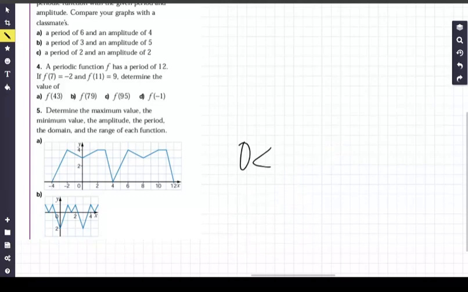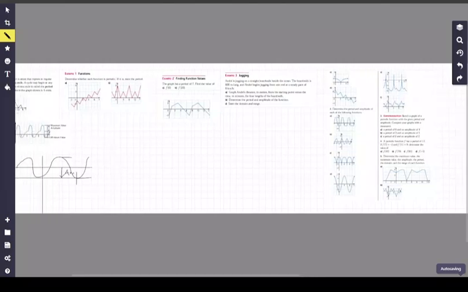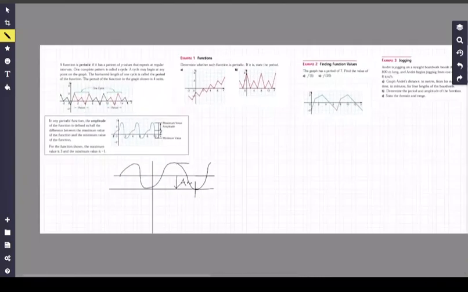And then for B, you can go ahead and crack that on your own. And that is our introduction to periodic functions. Next class, we're actually going to go ahead and learn some sine and cosine and hopefully tangent.